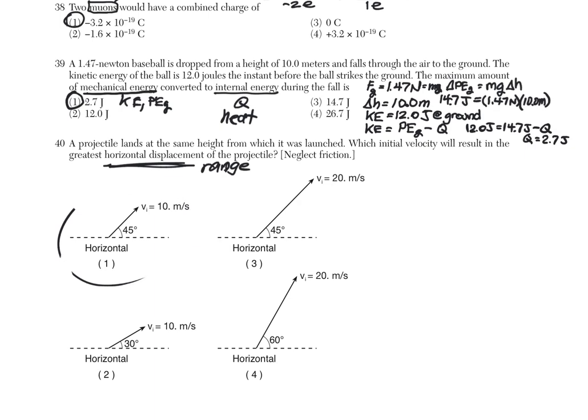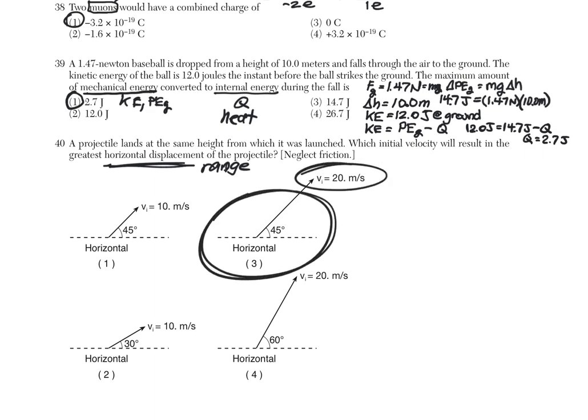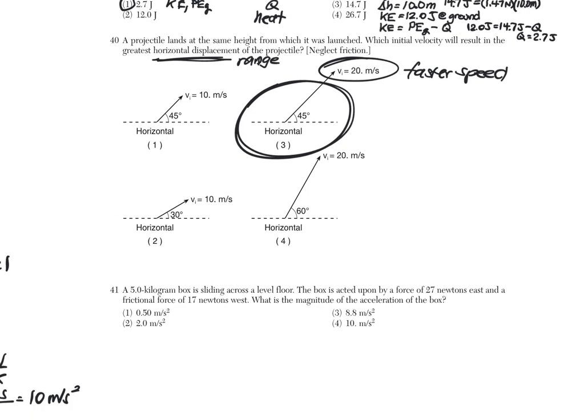Wait a second, not choice one. I was like, well, why not? It's 45 degrees. Yeah, but check it out. You want not just 45 degrees, but you also want a faster speed, right? If you throw faster with a faster initial velocity, that'll increase your time in the air and your range. So yeah, I went 45 degrees with a faster speed. That is going to send it the farthest. So 40 is choice 3.